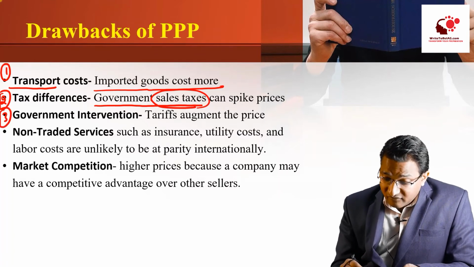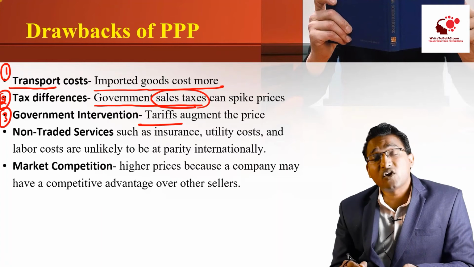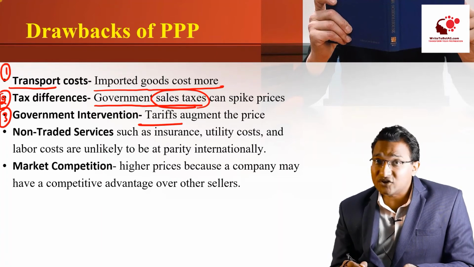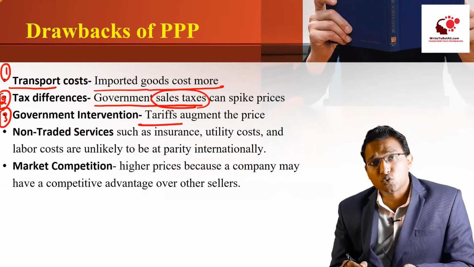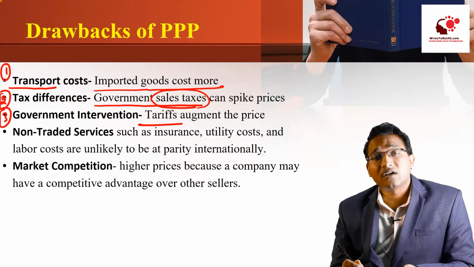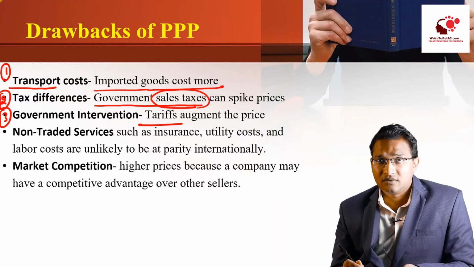The government also intervenes in tariffs. Sometimes the government reduces the prices of particular things for intentional purposes. It intervenes through subsidies and MSP. So at that time the purchasing power of the currency is not the true measure, right?